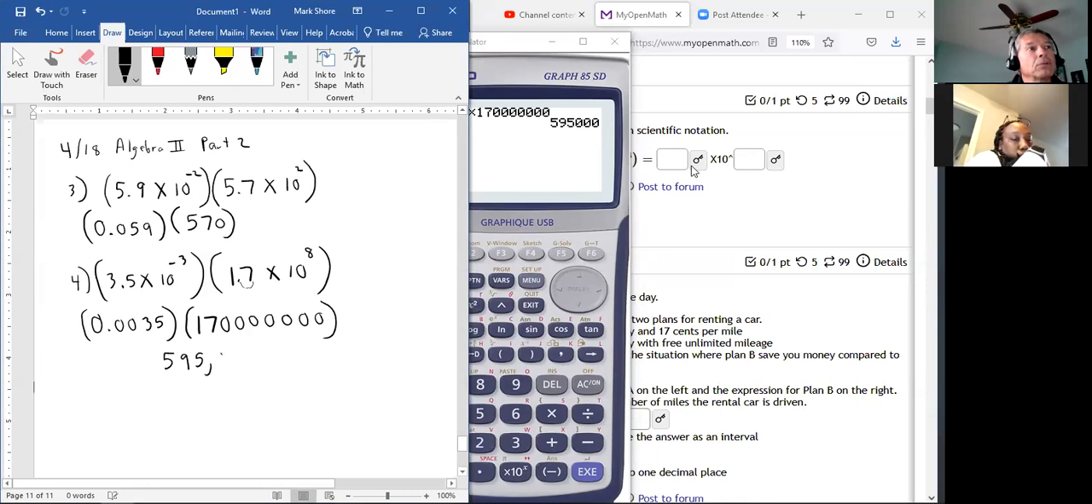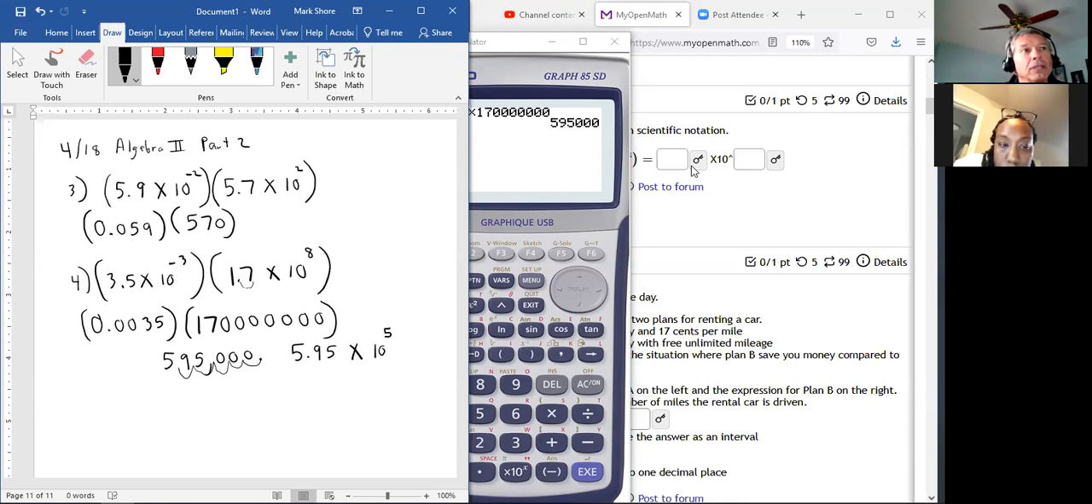Now they want the number written in scientific notation. To be written in scientific notation, you can only have one number to the left of the decimal point. Right now the decimal point's here, so I have to move this decimal point 1, 2, 3, 4, 5 places to the left. So this number would be 5.95 times 10 to the, let's see, 1, 2, 3, 4, 5. So it'd be 10 to the 5th.